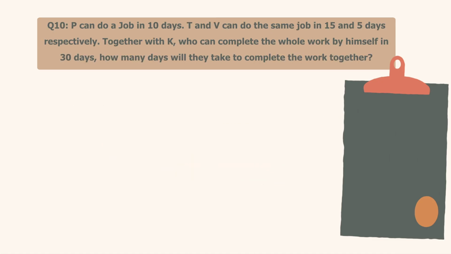Now the last question for today. P can do a job in 10 days. T and V can do the same job in 15 and 5 days. Together with K, who can complete the whole work by himself in 30 days. How many days will they take to complete the work together? Please pause and solve it.